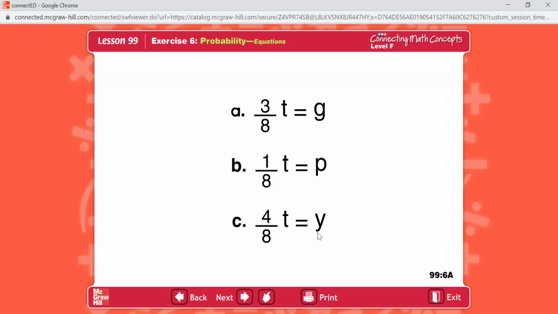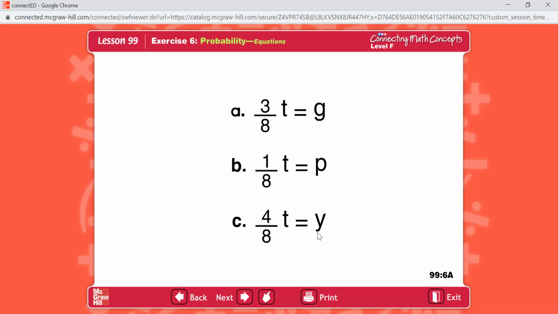Problem E, you took 96 trials. About how many yellow marbles would you expect to pull out? You should have worked the problem 4/8 T equals Y. Plugging in 4/8 times 96, giving you 48 yellow marbles.